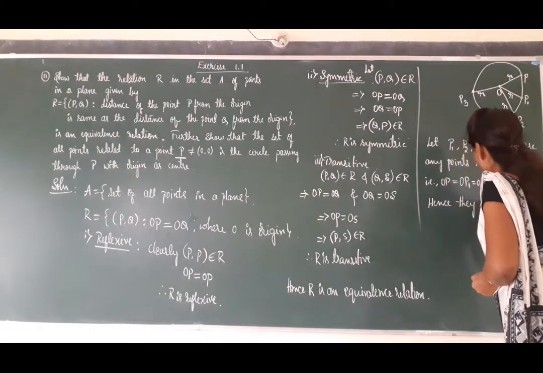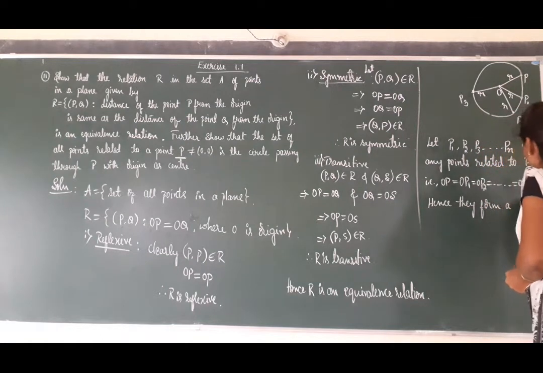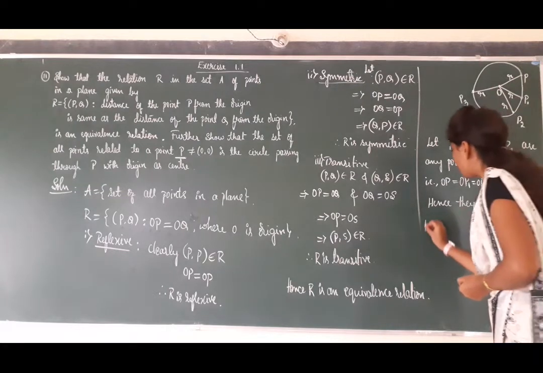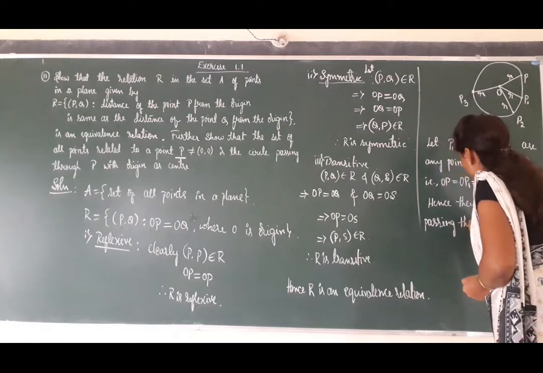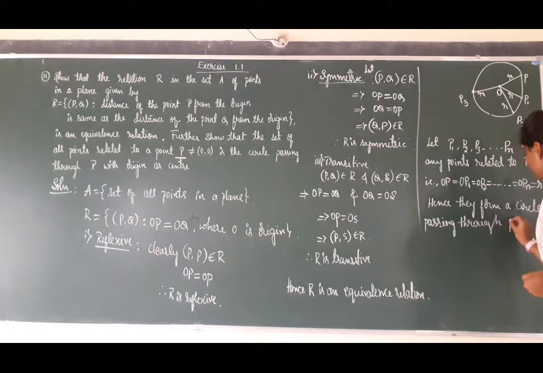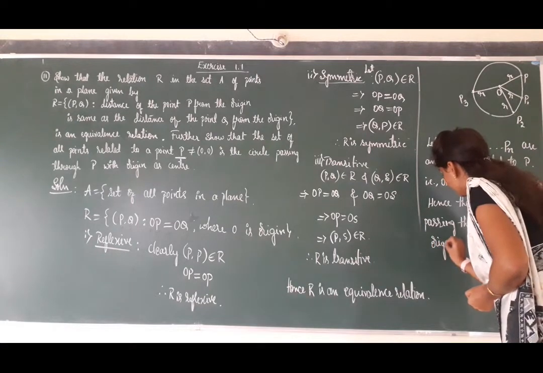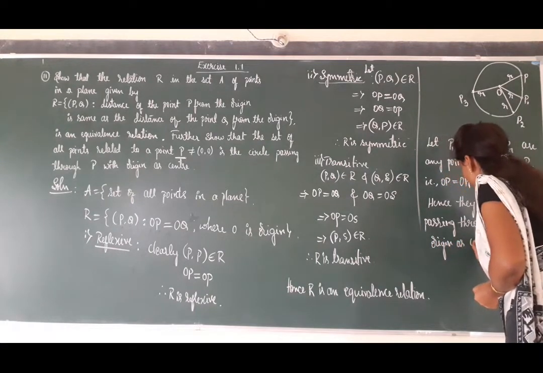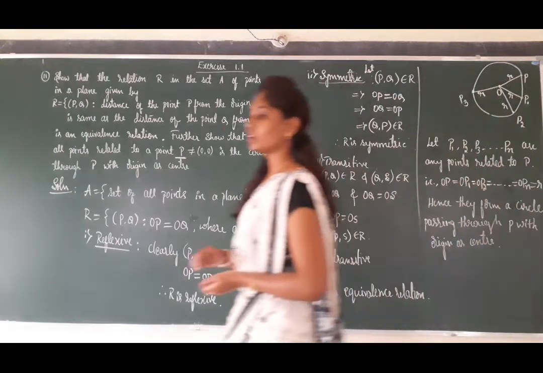Hence they form a circle. They form a circle passing through point P with origin as center. Is it clear? Now move on to the second question.